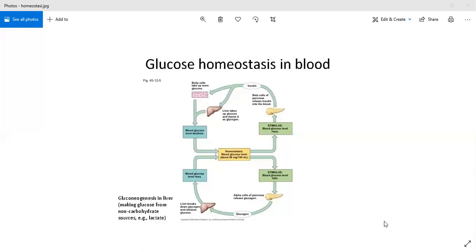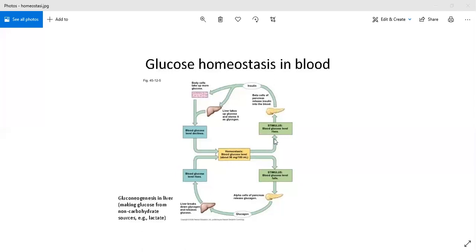So now, what organs in the body play a role in the homeostasis of glucose to make sure that the amount of glucose in the blood is kept at the normal level? Now, if you look at this picture here in the middle, you see homeostasis, blood glucose level about 90 milligrams per mole. So this is the normal amount of glucose.